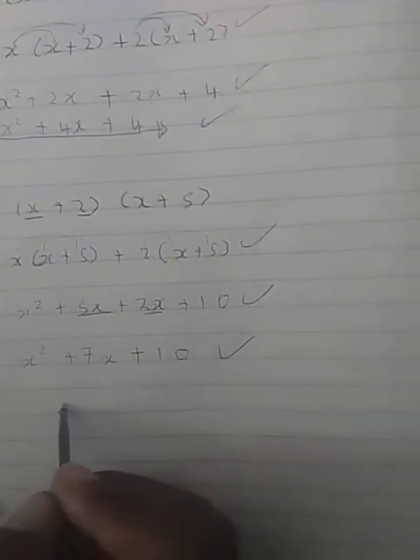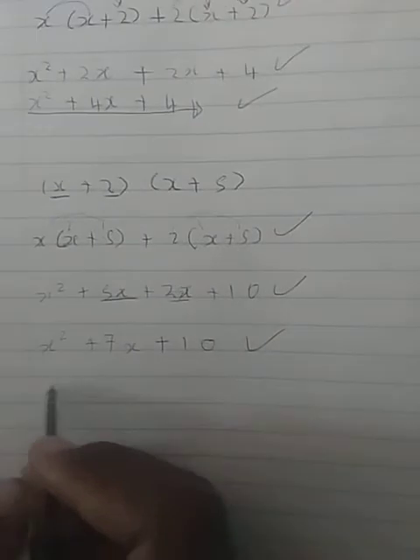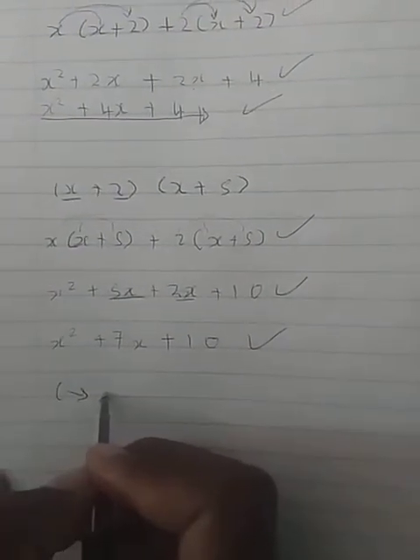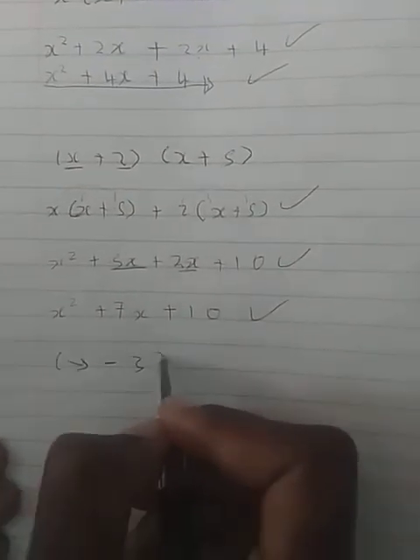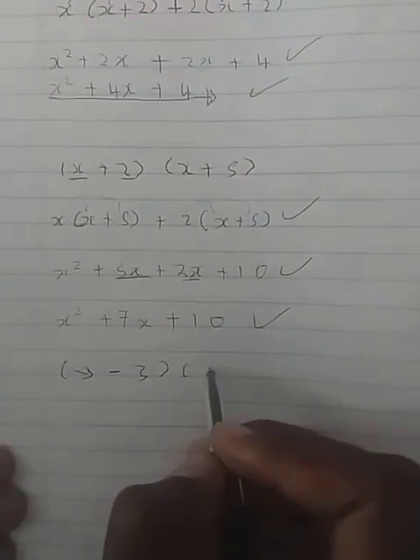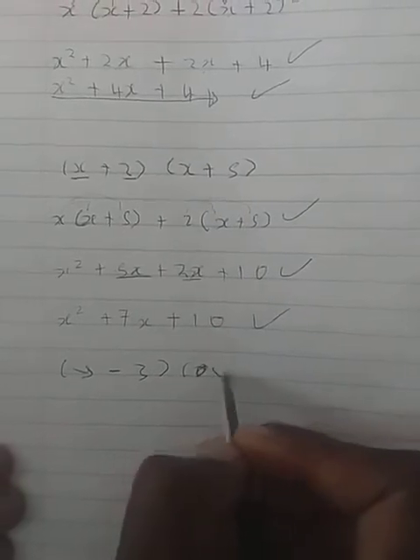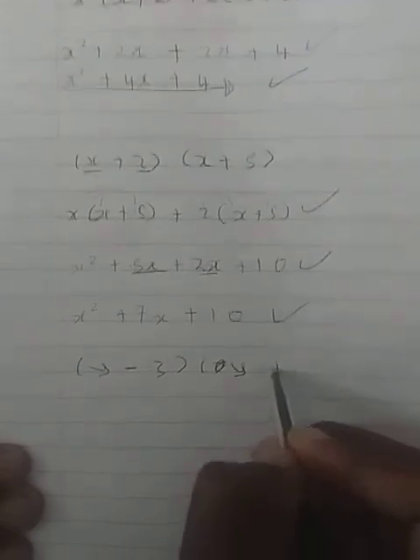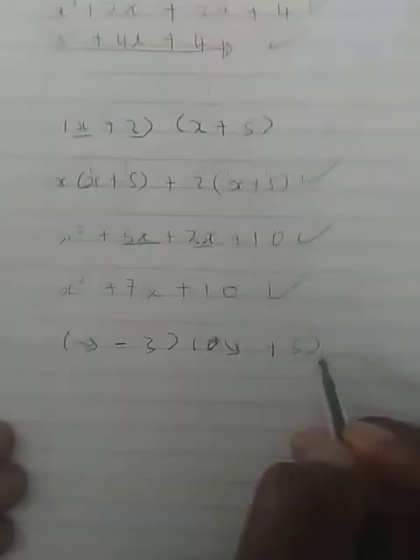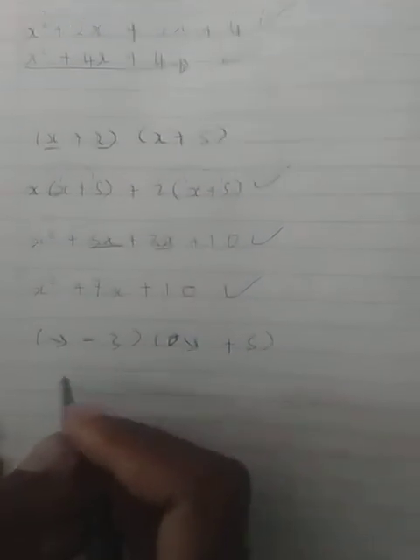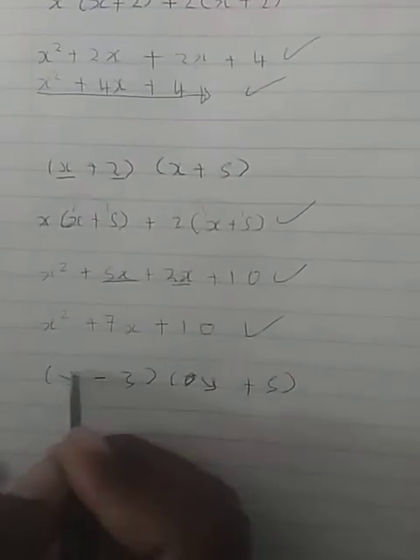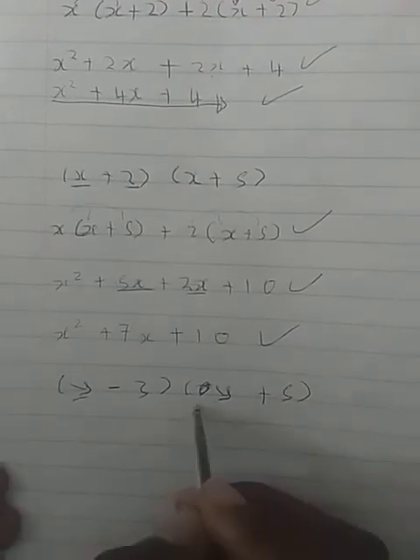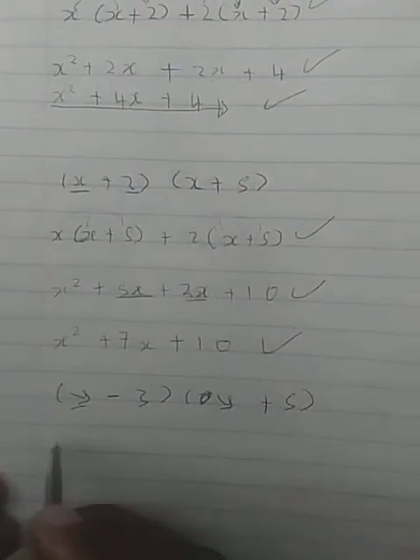Let me give you another example. That example would be y minus 3, y plus 5. Okay, plus 5. Okay, we do this the very same thing. This time by this, this time by this.